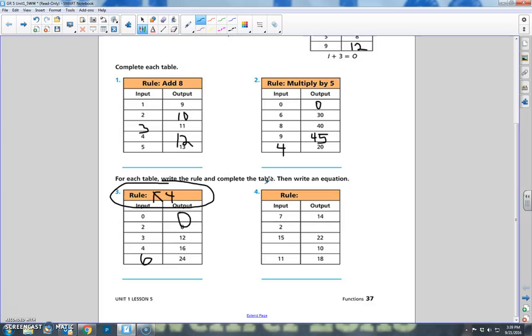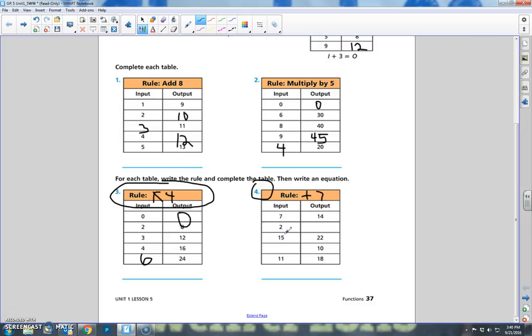Nice. Uh-oh, no rule over here. Let's look. So no rule. We got to get from 7 to 14 and 15 to 22 and 11 to 18. Well, I know this is times 2, but times 2 doesn't work down here. So we need to think of something else. We could, let's see, 7 plus 7 is 14. Let's check. 15 plus 7 is 22. Yes. 11 plus 7 is 18. Yep. Our rule is plus 7.